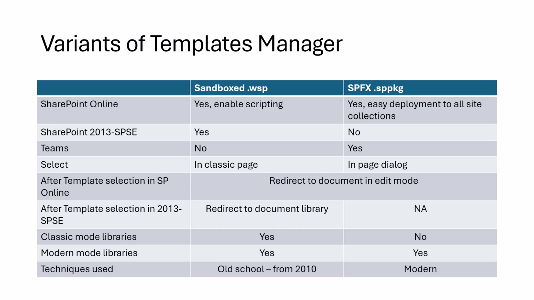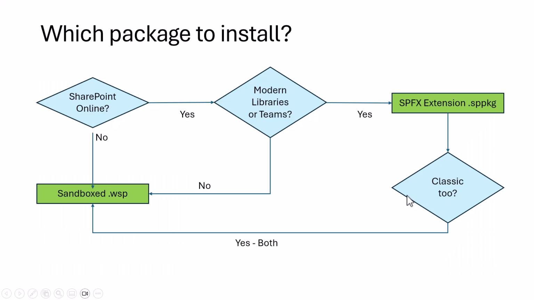Another way of viewing which one you should use is this flowchart here. Are you on SharePoint Online? If you're not, then you should go with the sandbox version and you're done. If you're on SharePoint Online, are you using modern libraries or Teams? Then you should use the SPFX extension version. Are you on classic too? Then you want to install both of them. That's a bit more work, but of course more functionality also for you.